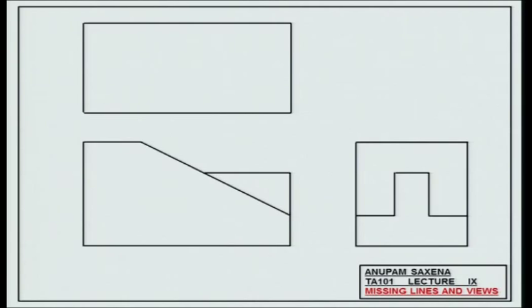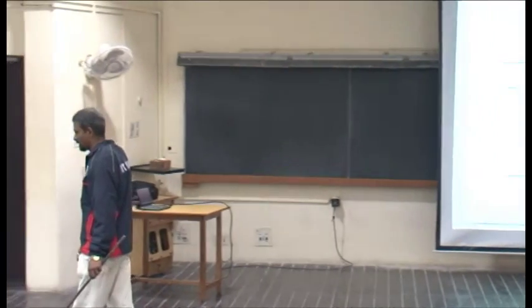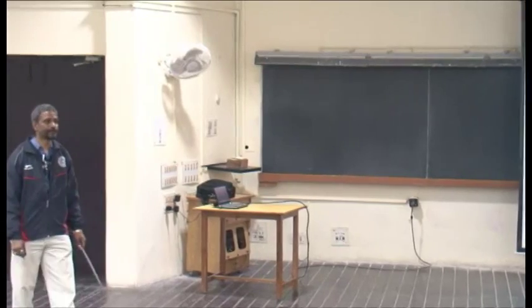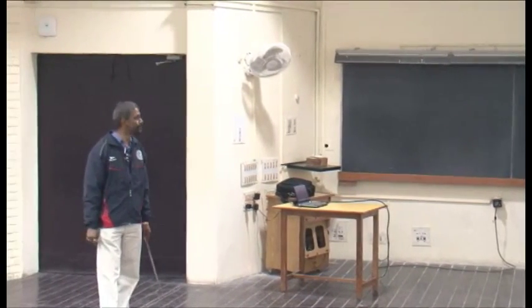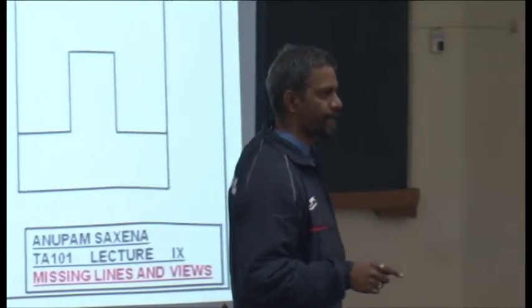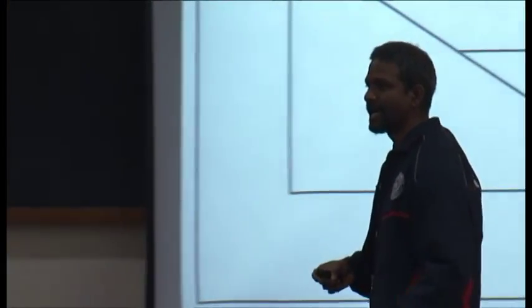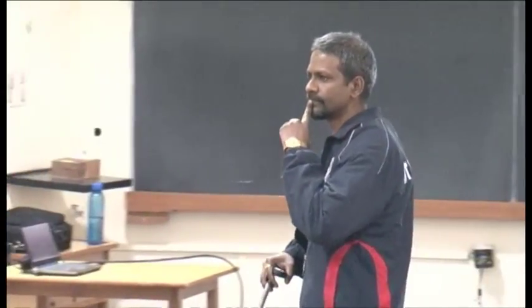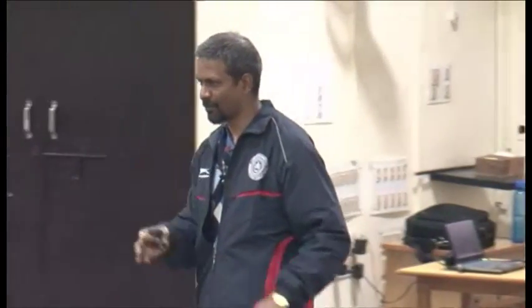Let's take a look at this set of views, third angle projection. Draw them in your sketchbooks quickly. This is where you'll also hopefully appreciate the importance of pictorial view or isometric drawings. Okay, so let's say this is the object, and somebody asked me a question here. Yeah, so something which is of importance to you now. Is this correct? Good.